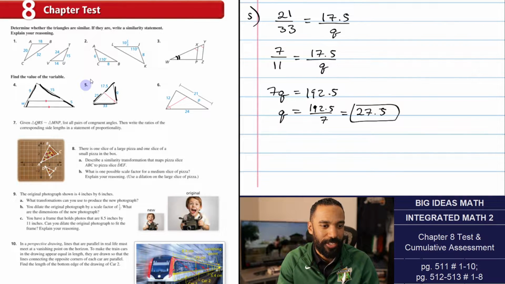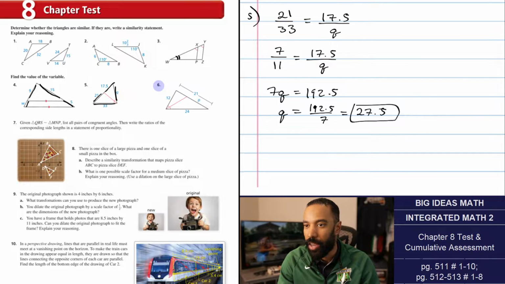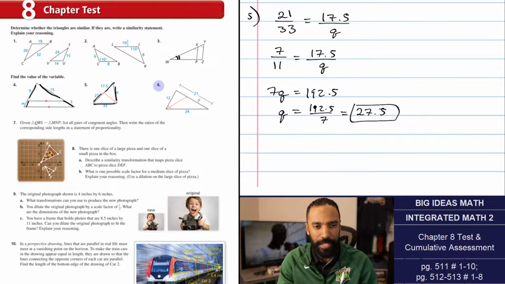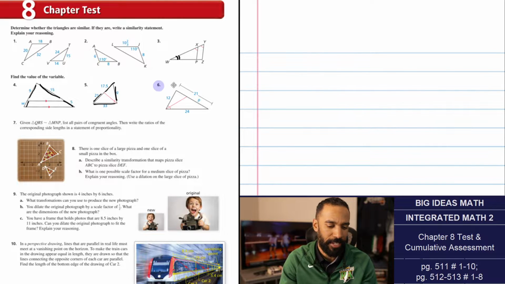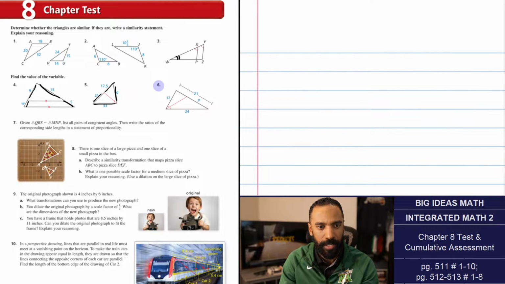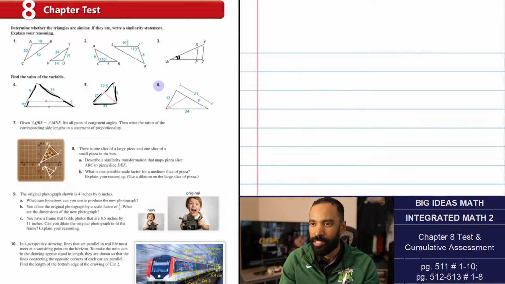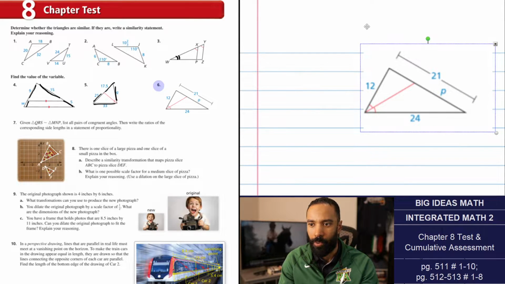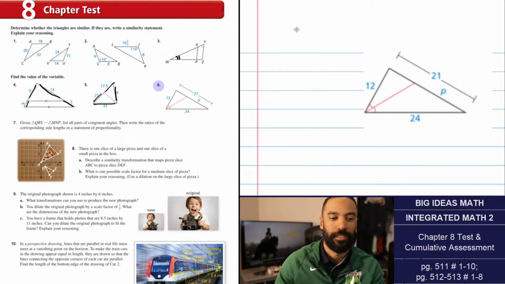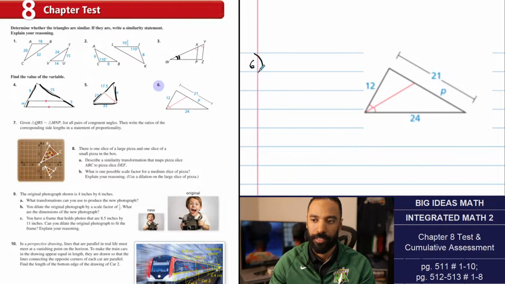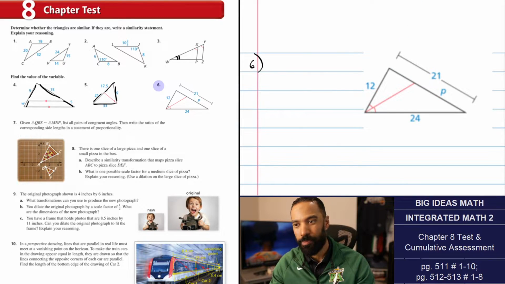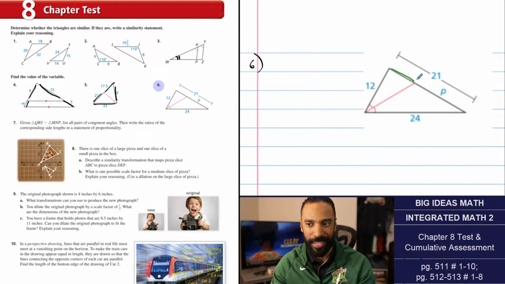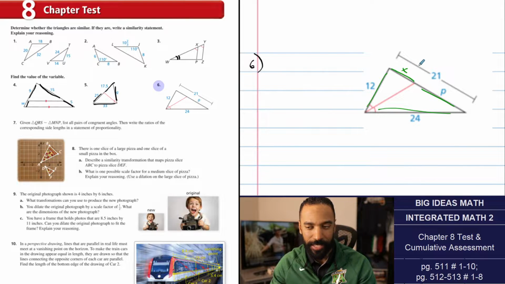All right, number 6. Another angle bisector, but a different appearance this time. And it's probably worth me copying and pasting this over because I need to do some work on this one. So let's see what we have here. Number 6. 21 is the length of the entire side right here. But based on the proportionality we were doing, we want like this over this equals this over that. But I don't know this length, so do I call it x?